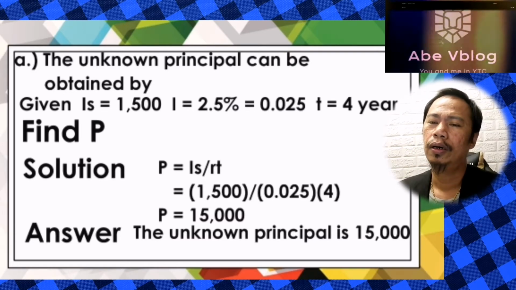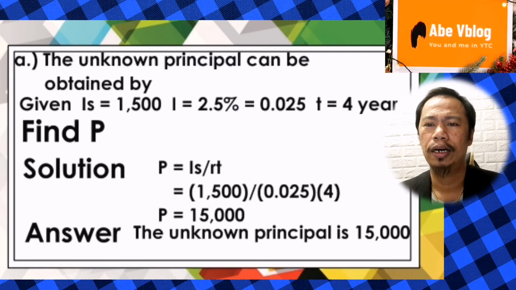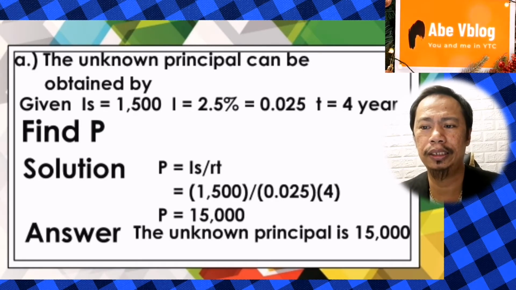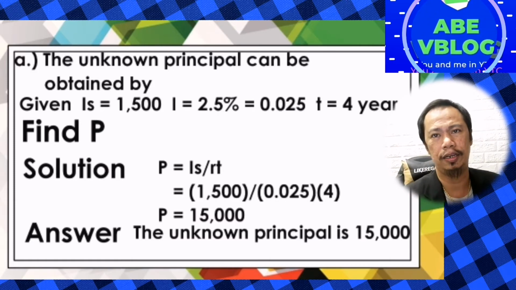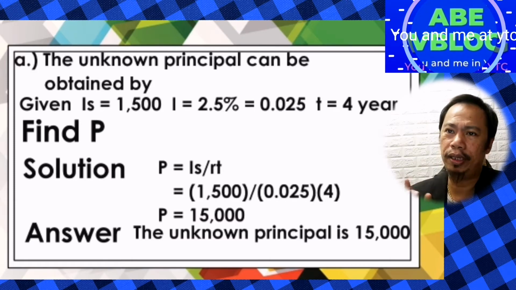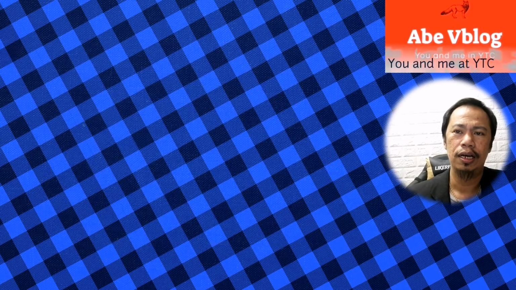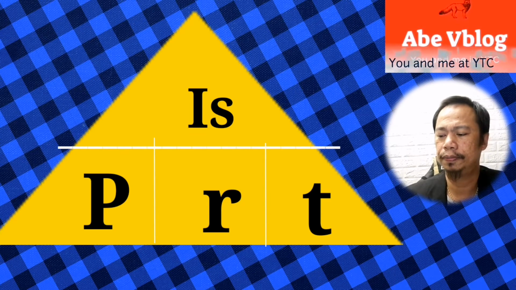Now we get the formula by using the pyramid. IS all over PRT. Okay? So you'll see the pyramid there. So that's the formula. Okay?